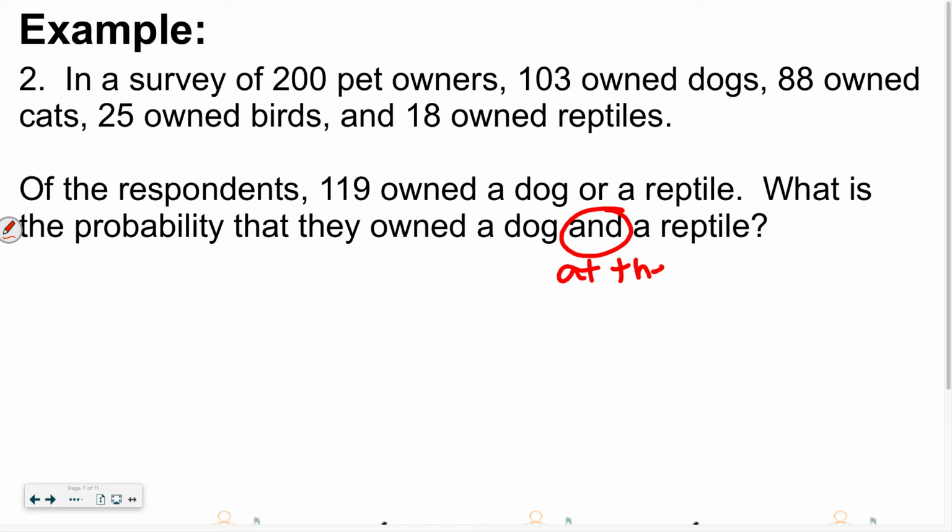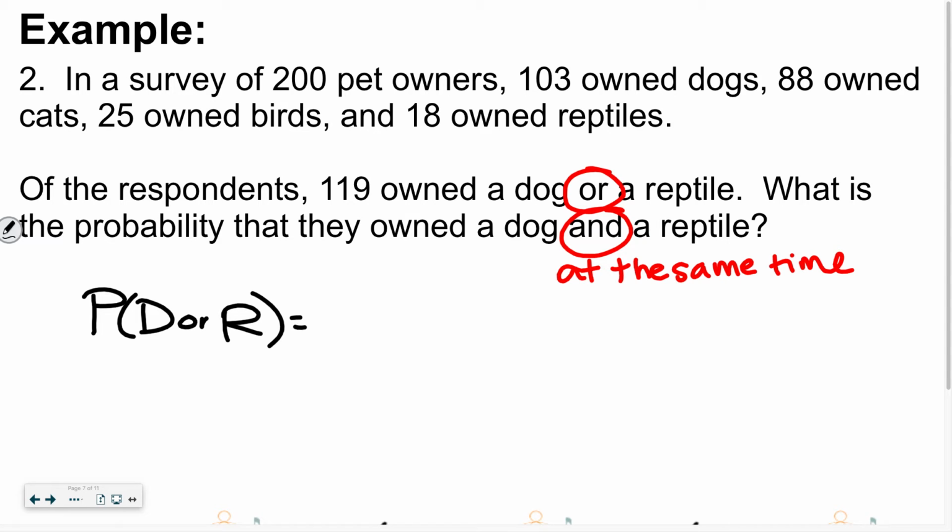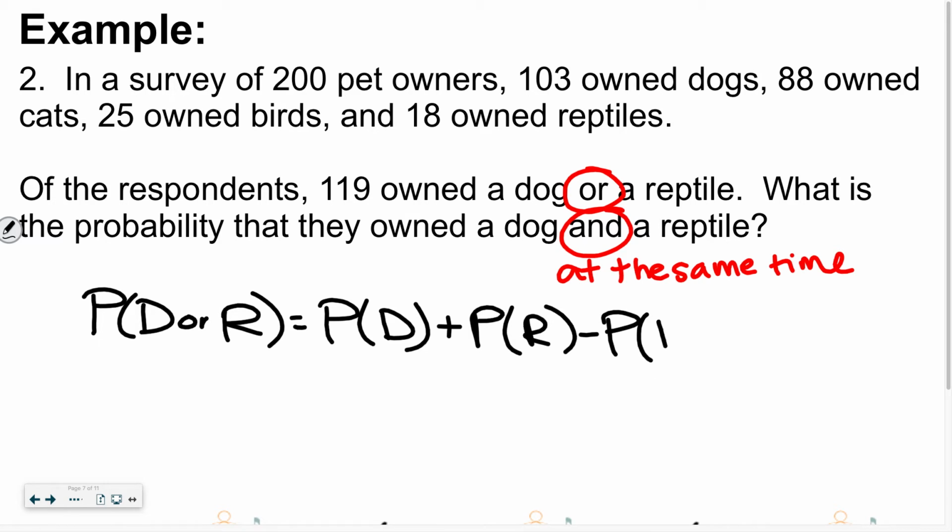What's the other keyword in this problem? There is an "or." Just because I'm not asking the question, what is the probability of A or B, doesn't mean that I can't use that formula, right? So I would write this out. I'm going to use D for dog and R for reptile. The probability of a dog or a reptile should be equal to the probability of a dog plus the probability of a reptile minus the probability of a dog and a reptile. You okay with that?